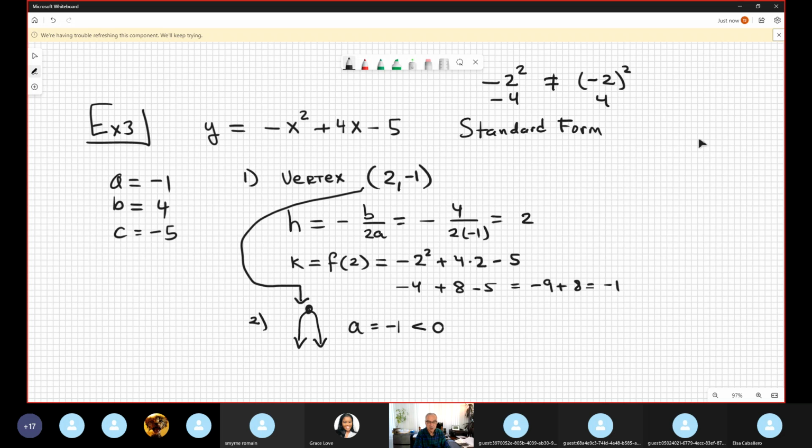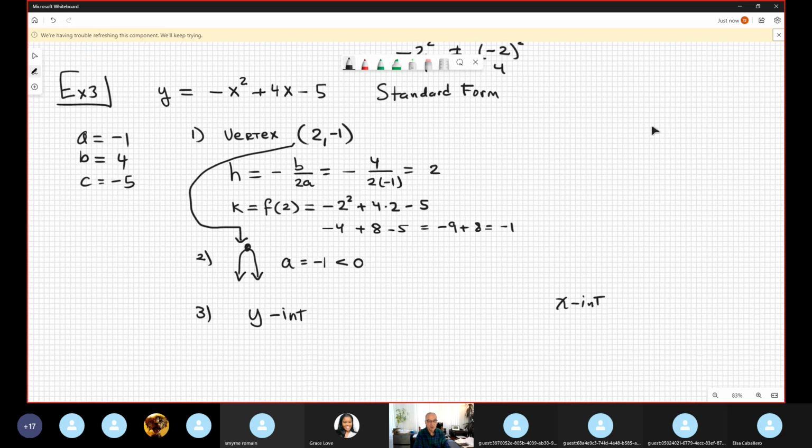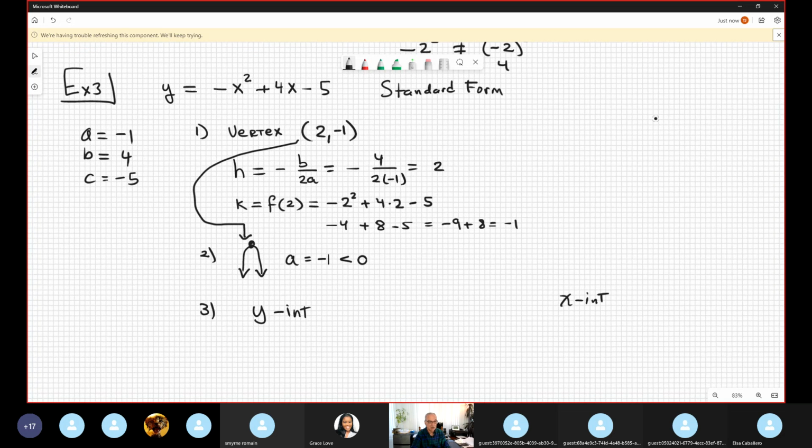Okay, now let's do step 3, the computation of the y-intercept and x-intercepts. Oh, but I know the shortcut. I don't need to do anything because the function is presented in standard form. The value of c is the y-intercept. Thus the y-intercept is (0, -5). That makes sense? Yes.